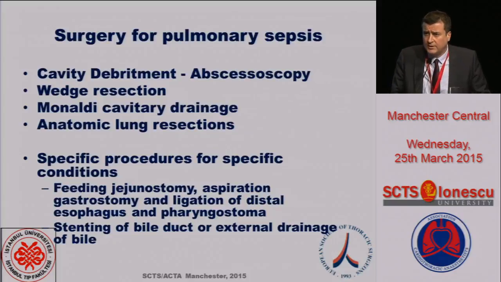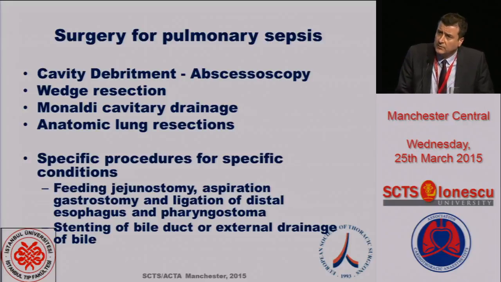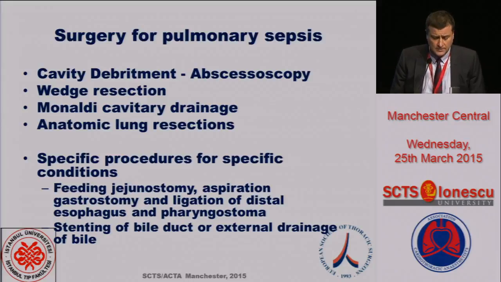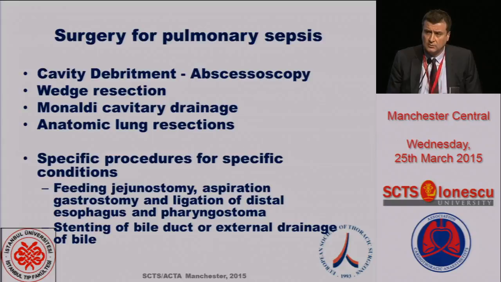Surgery for such infectious septic diseases varies from patient to patient. It ranges from cavity debridement to pneumonectomy. Cavity debridement, abscessoscopy, wedge resections, Monaldi cavitary drainage, and all types of anatomic resections could be employed for those patients. And there are also some specific procedures for pulmonary sepsis with tracheoesophageal fistula. Basically, we divert the esophagus, we perform feeding jejunostomy, aspiration gastrostomy, ligation of the distal esophagus, and a pharyngostoma to prevent soiling of the trachea, and treat these patients after all lung fields are clear and the patient has been separated from mechanical ventilation.